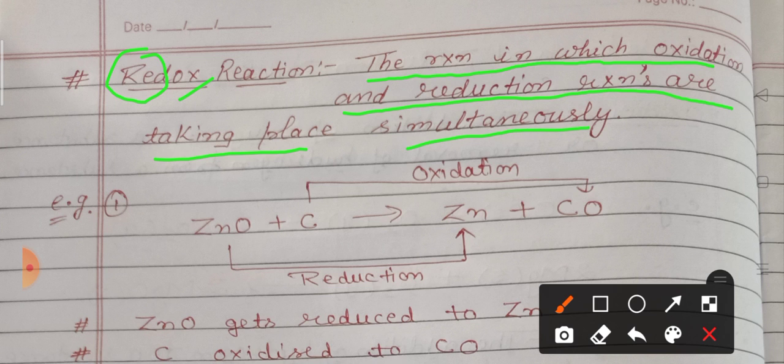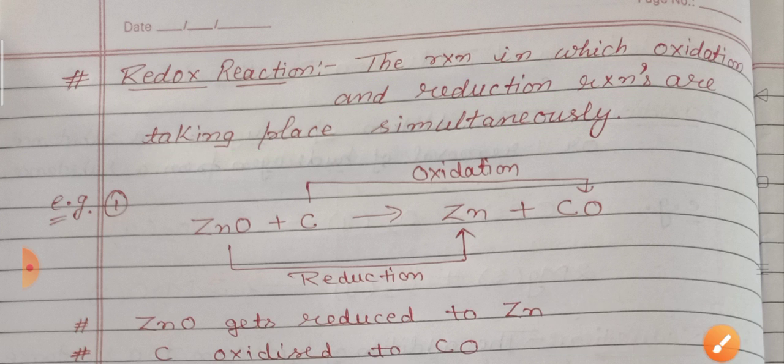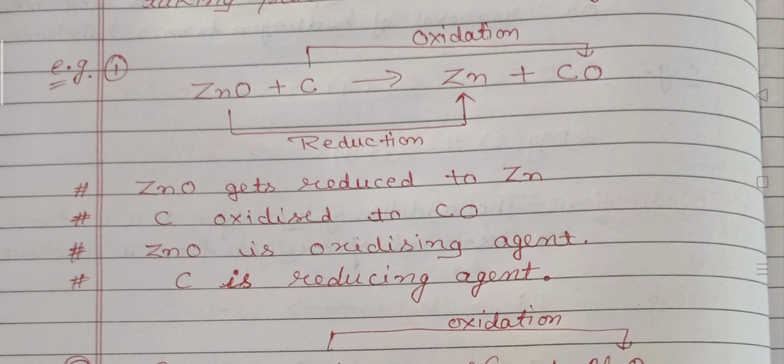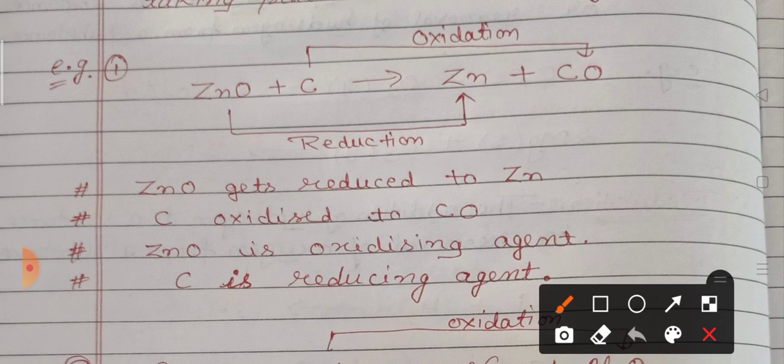To understand this, we have one example. See this reaction carefully. The reaction is zinc oxide reacting with carbon for the formation of zinc and carbon monoxide.